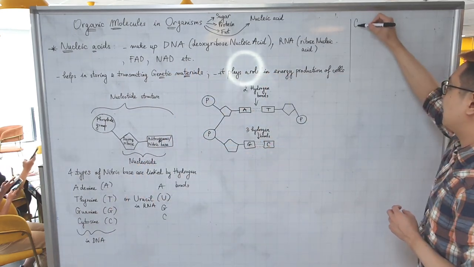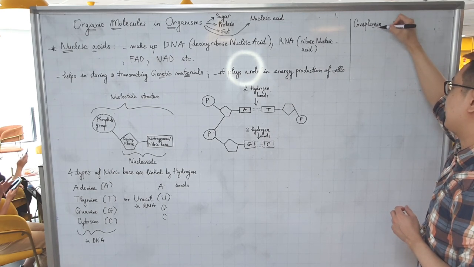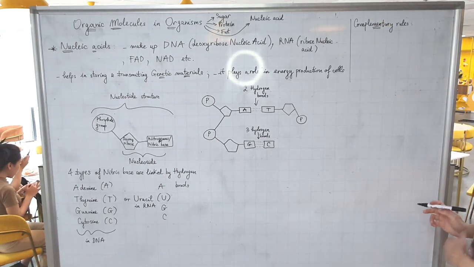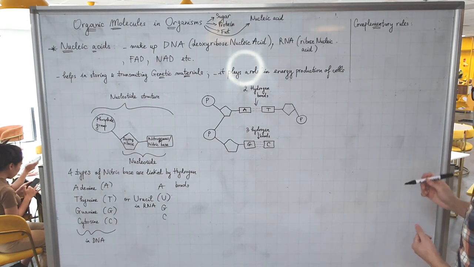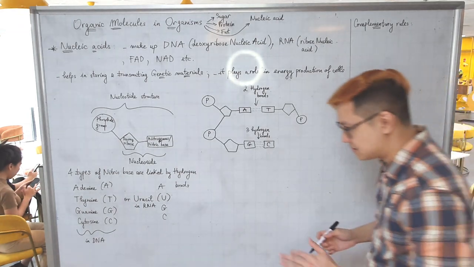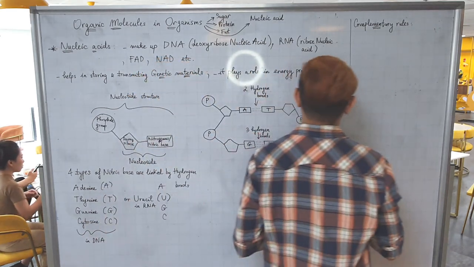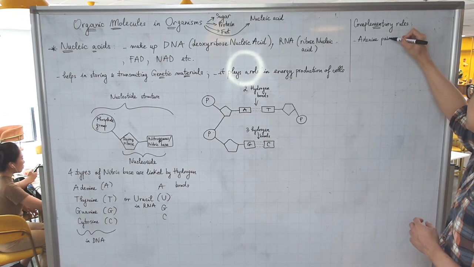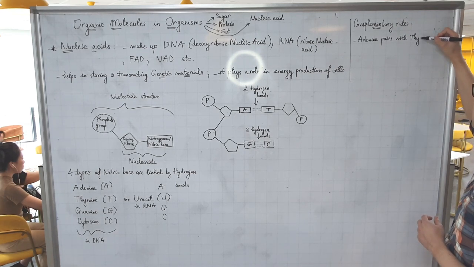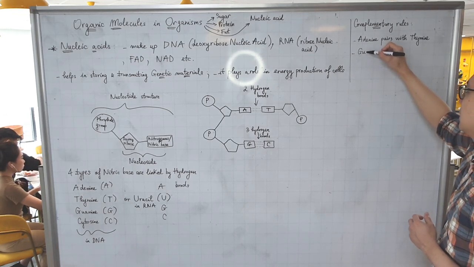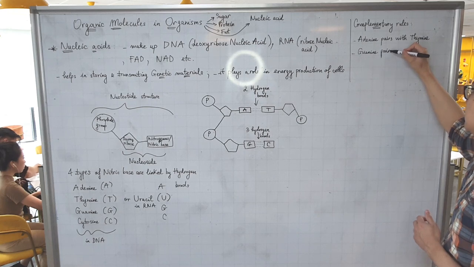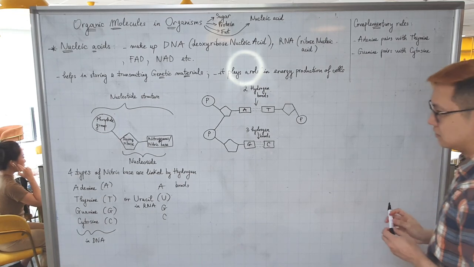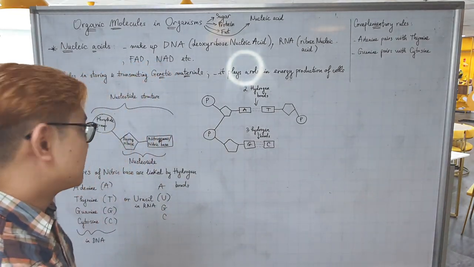Nó có một cái nó gọi là luật complementary rules. Hay còn gọi là quy tắc bổ sung á. Complementary rules. Remember the verb to complement each other, to complement something. Bổ sung cho cái gì đó. Okay, complementary rules. A, adenine, pairs with thymine. And guanine pairs with cytosine. Complementary rules. Okay.